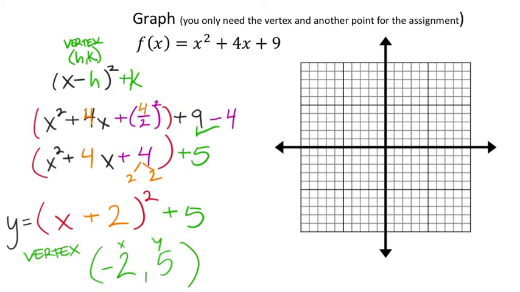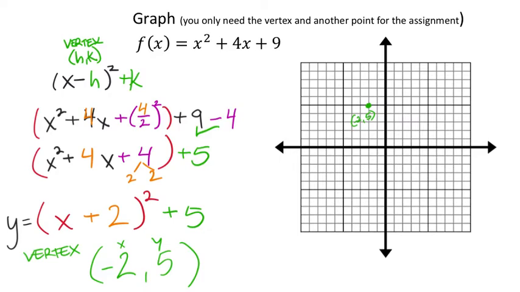Now that I have those, I'm going to go to the graph. Negative 2, 5, so that's 2 to the left from the origin, up 5. For me, it's right there, and I'm going to put the label here, negative 2, 5. I'm putting it there just because I'm expecting this to open upwards. Now, you only need one other point to graph this on the assignment. The one that I choose is the y-intercept, because it's easy.